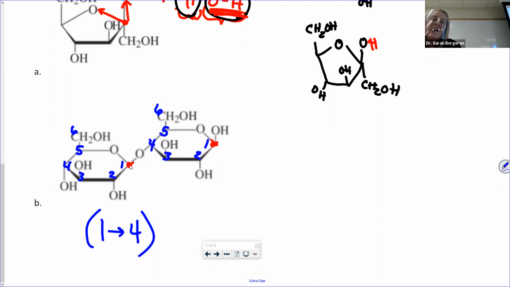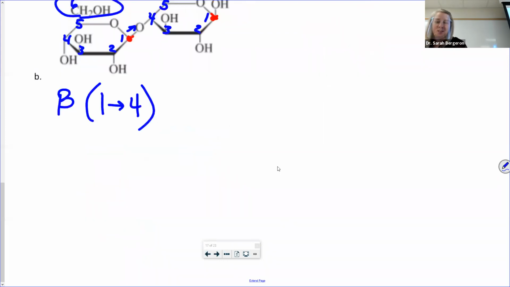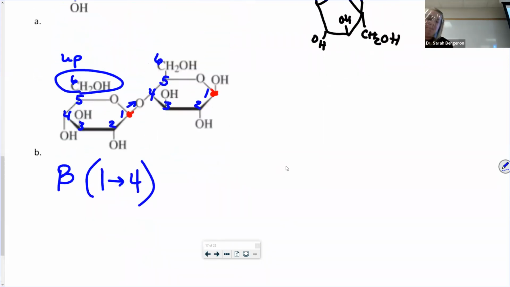Okay, so are we alpha or are we beta? Because this one is up. And what direction is that glycosidic bond going? Up. So what are we? Beta. But now we have to break it up, right? That was part of the problem. Now we have to break it up. So we're going to add water. I'm trying to remember to write it like this, HOH. So where do we want to break it?